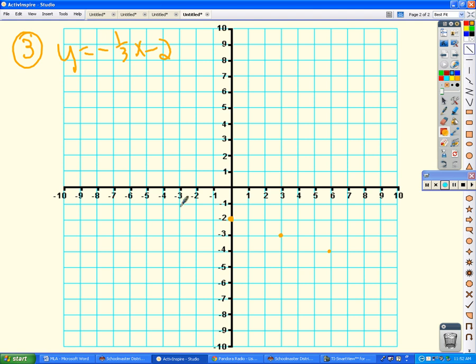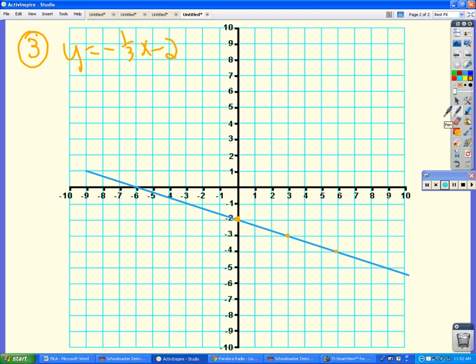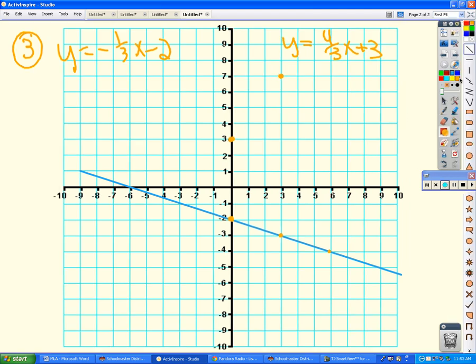Oh, there's 2 lines. Okay, so there's the first one, right? Okay, the next equation is y equals 4/3 x plus 3. So where does that cross the y-axis? 3. And it has a slope of 4/3, so it's up 1, 2, 3, 4 over 1, 2, 3. So this one looks like this.